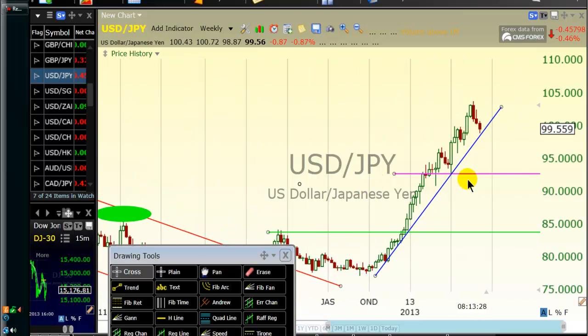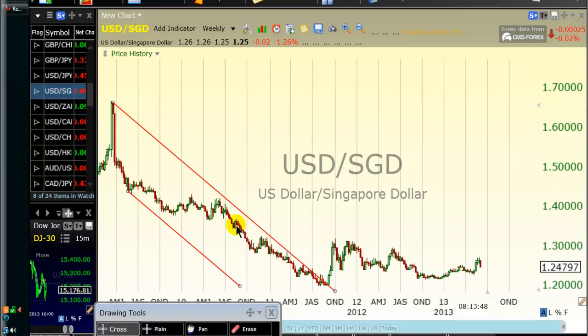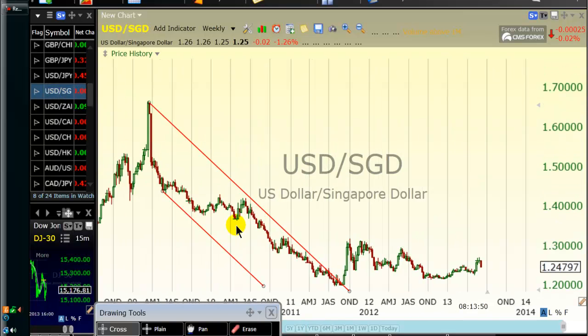But the conservative target is around between 94.00 and 93.00, provided that the price breaks below, with a close below the blue trend line here. That's about the dollar yen. Talking about wave comparison, we're going to bring on now the dollar Singapore dollar currency pair. You can see on this chart again, I'm on the weekly chart, by the way.